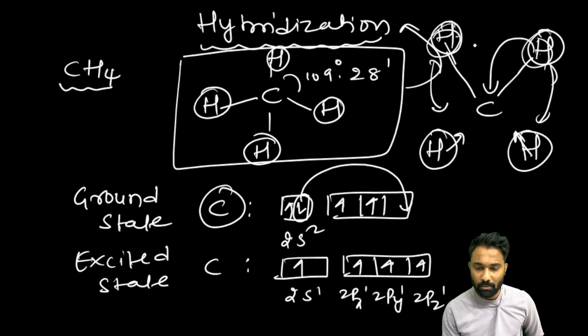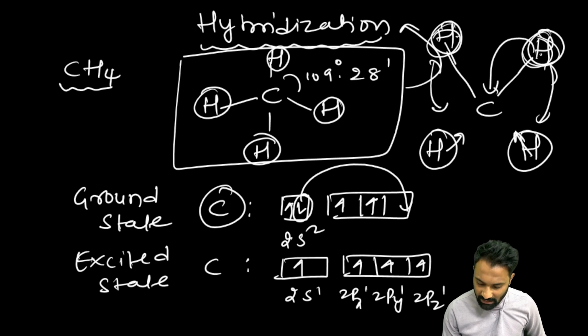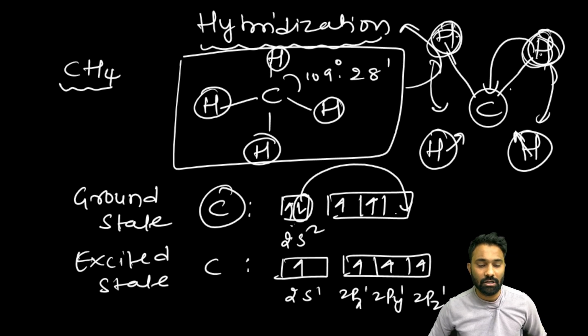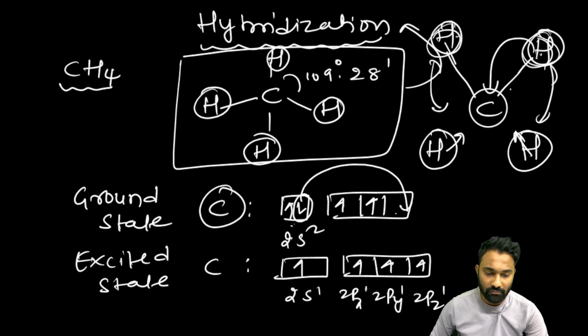How has this carbon excited this electron? First it formed bonds with two hydrogens, and the remaining two hydrogens also want to form a bond. But the bonded hydrogens are repelling. Due to that repulsion, energy is released, and that energy is utilized by the central carbon. In this central carbon, the 2s electron is excited to the empty 2p orbital. This is called the excited state electronic configuration.